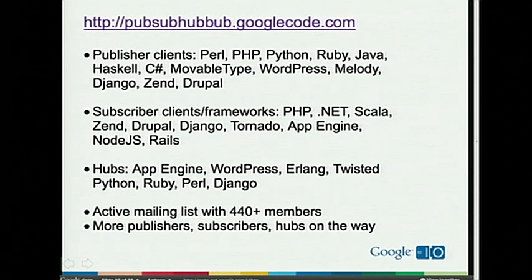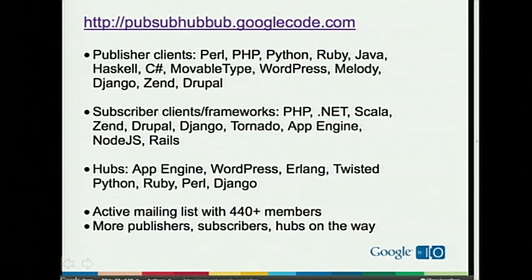So here's that site, pubsubhubbub.googlecode.com. Misspell it however you want, I promise you'll find it. Nothing else like that. We have clients for you to use immediately. So if you're publishing Perl, PHP, basically everything listed in here, including Haskell for all you guys. You know who you are. We've got it for you. There are subscriber clients for PHP, .NET, Scala, and Zend Framework, and a whole bunch of other things.